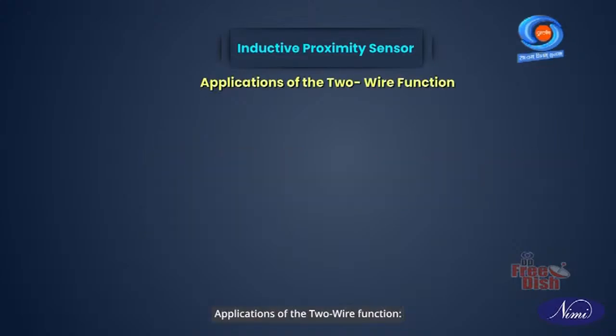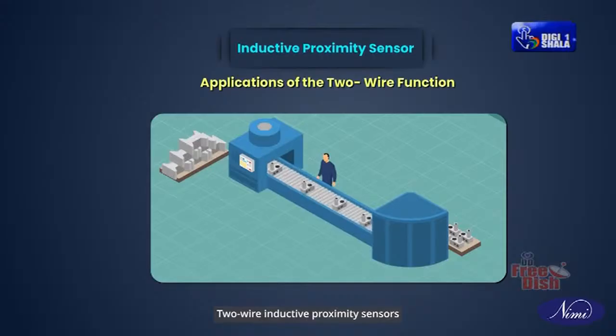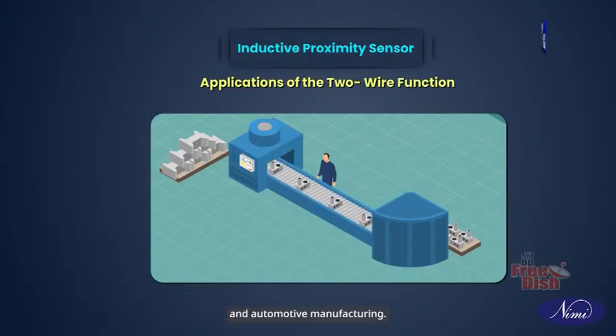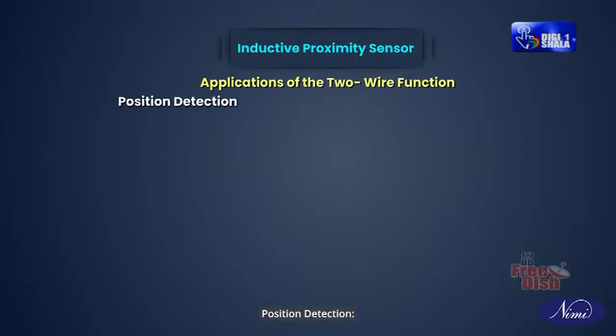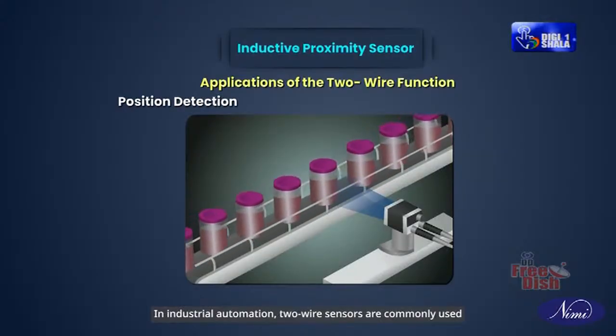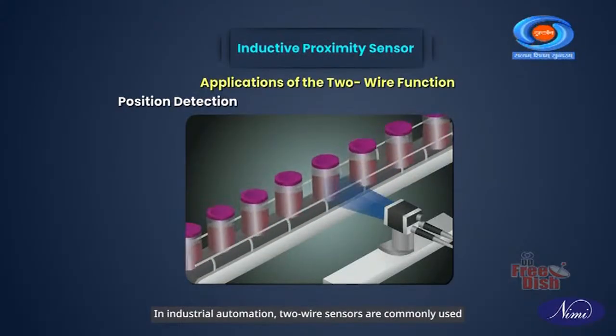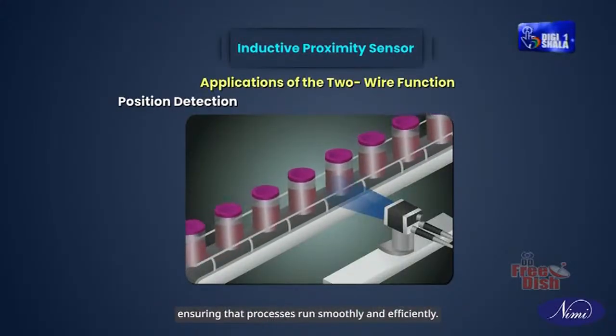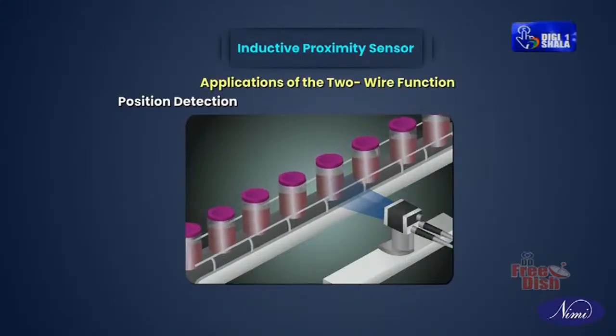Applications of the 2-wire function. 2-wire inductive proximity sensors can be utilized in various industries and applications such as assembly lines, conveyor systems, and automotive manufacturing. Position detection. In industrial automation, 2-wire sensors are commonly used to detect the position of machine components, ensuring that processes run smoothly and efficiently.